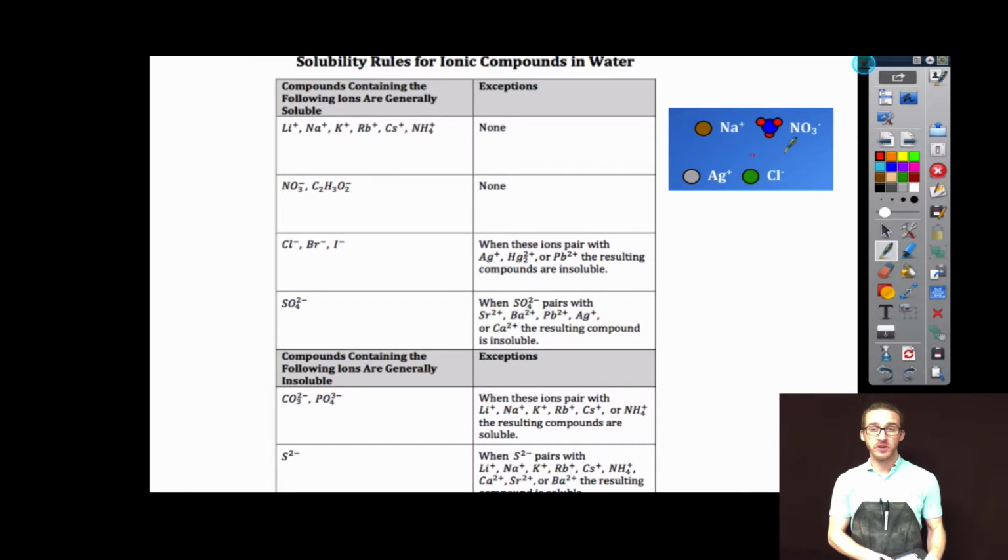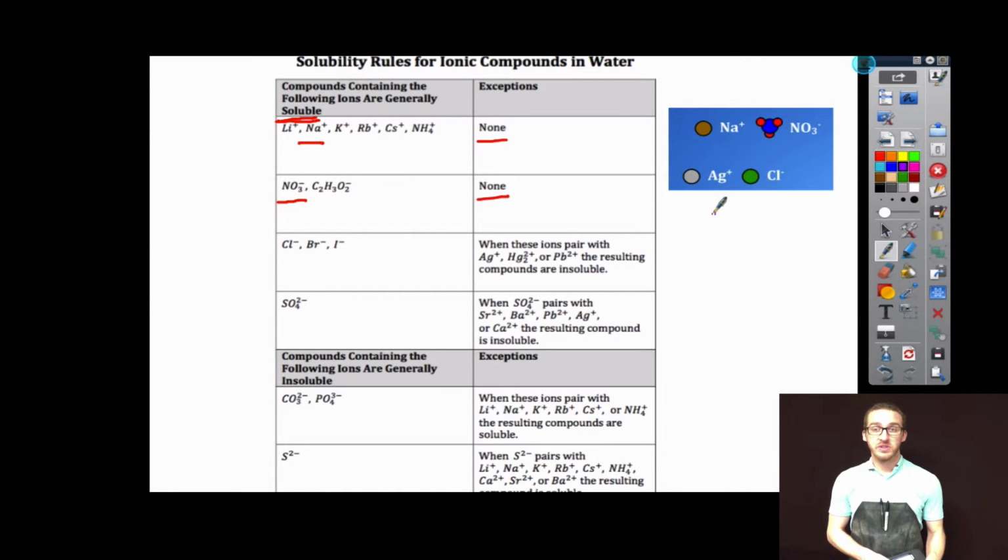Take a look at this first potential compound that could form, sodium nitrate. As I scan my solubility rules, notice that sodium ions are highly soluble. In fact, it doesn't matter what the sodium is paired with, it's always going to be soluble. There are no exceptions. Additionally, let's say you found the nitrate ion first. Nitrate salts are also highly soluble, and there are no exceptions. So this compound, sodium nitrate, is going to stay floating around in solution as ions.